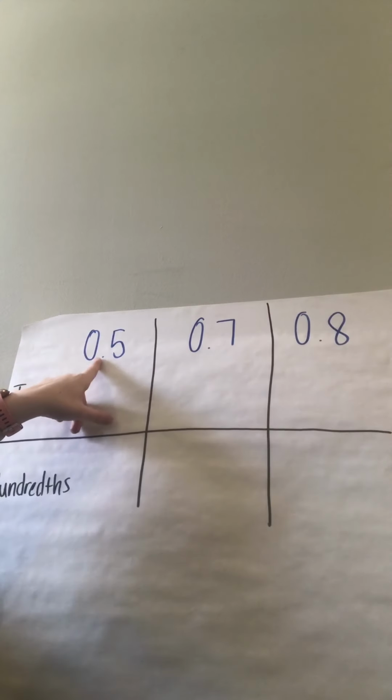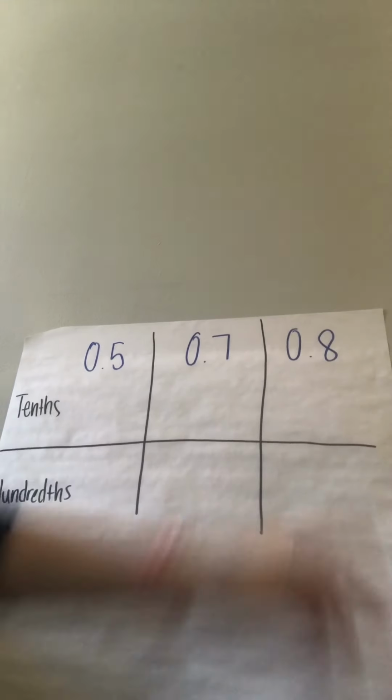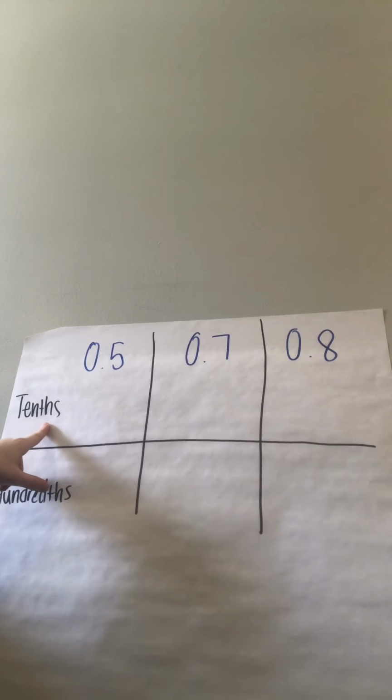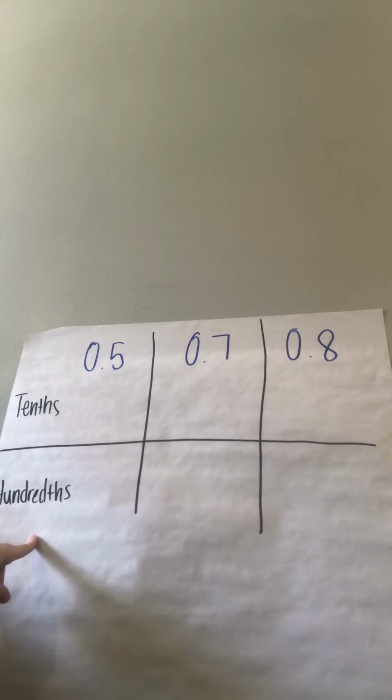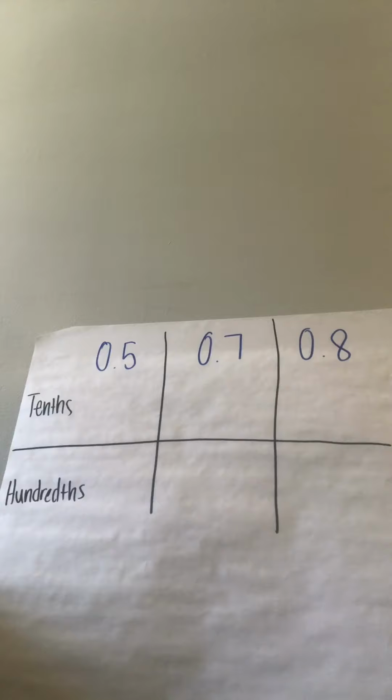Wow. Now we're going to take a look at 3 more decimals: 0.5, 0.7, 0.8. It's going to be our job right now to write each of these decimals as tenths and hundredths in fraction notation, which is a fancy way of saying we're going to write them as fractions.